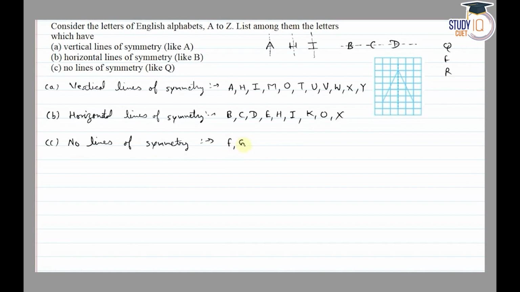F, G, J, L, N, P, Q, R, S, and Z. So these are the alphabets which have no lines of symmetry.